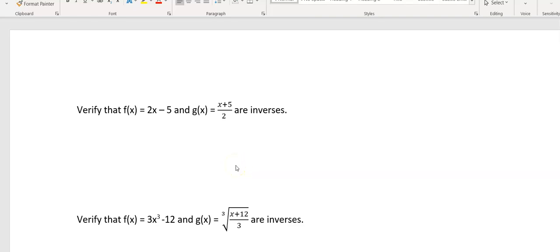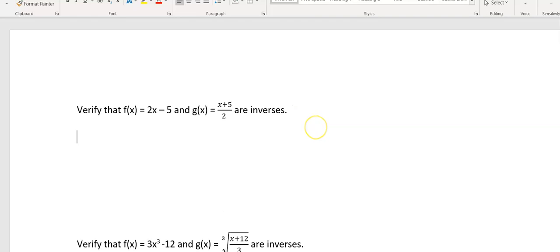Okay, so now we're going to look at these two problems. We're going to verify that 2x minus 5 and the function x plus 5 over 2 are inverses. And when it says verify that they are inverses, we want to use the definition of inverses. Recall our definition from the last video said that when we compose them together, we get x. So we're going to compose both of the functions together and see if the answer to the composition is x. So I'm going to take f composed with g and do that calculation.